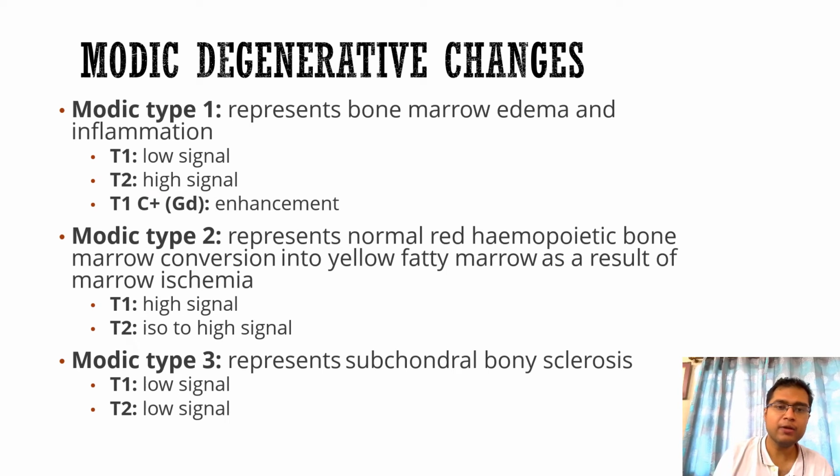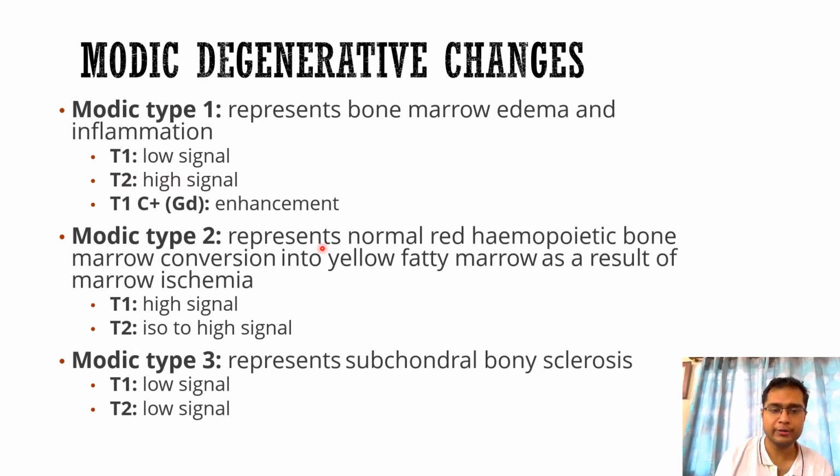So what exactly are Modic degenerative changes? There are three types of Modic degenerative changes: type 1, type 2 and type 3. Type 1 represents marrow edema, type 2 represents marrow ischemia and conversion to yellow fatty marrow, and type 3 represents sclerosis. So this was a type 1 degenerative Modic change which represents bone marrow edema and inflammation, and it appears hypointense on T1, hyperintense on T2 and STIR, and it shows post-contrast enhancement.